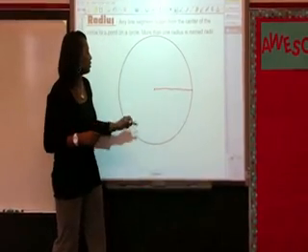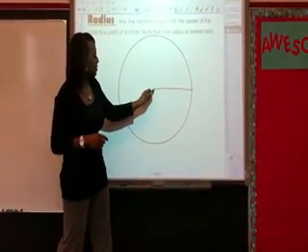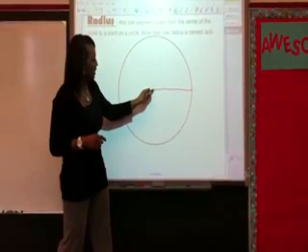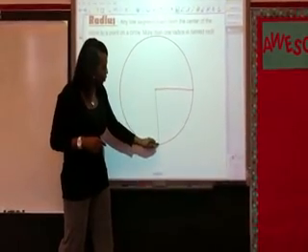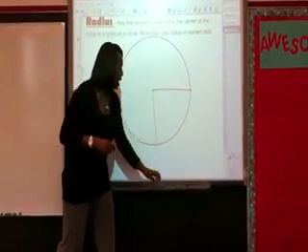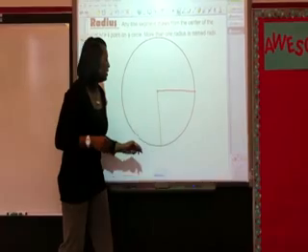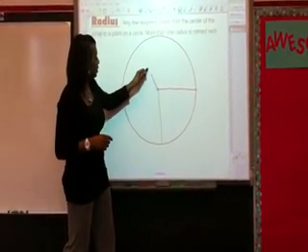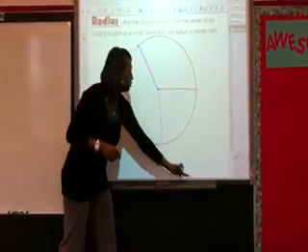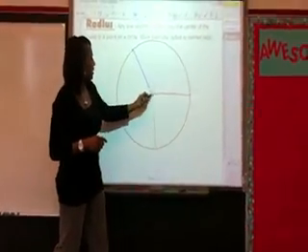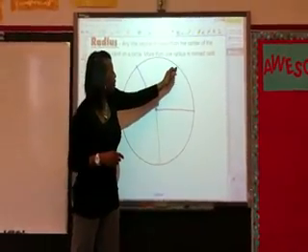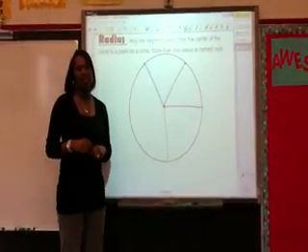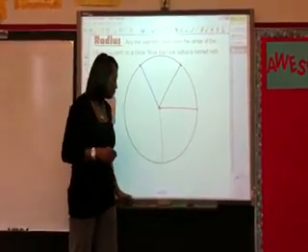Another example of a radius would be a line segment that goes from the center of the circle to a point on the circle. Another example would be like this, from the center point to a point on the circle. All of these are examples of a radius.